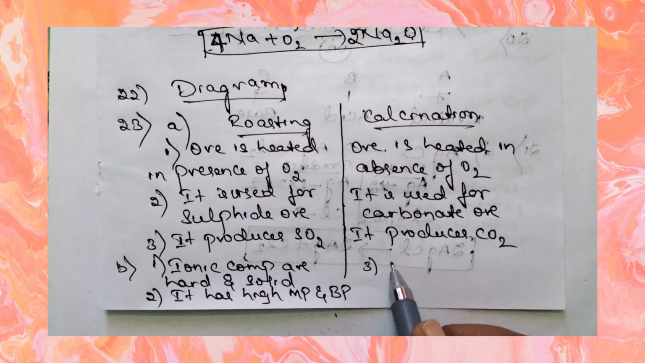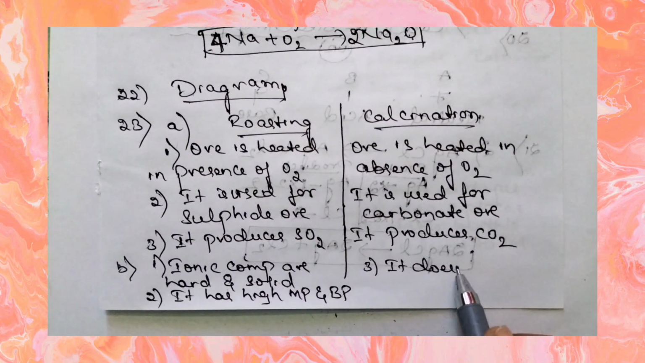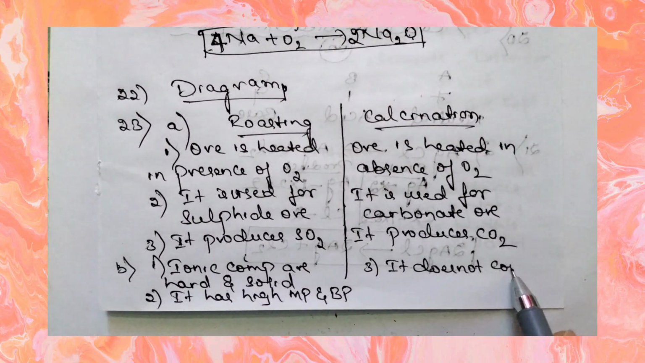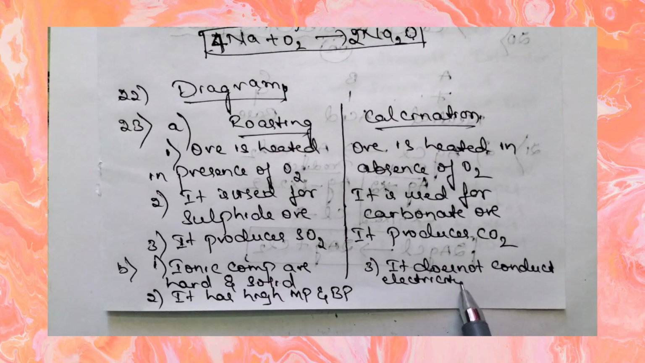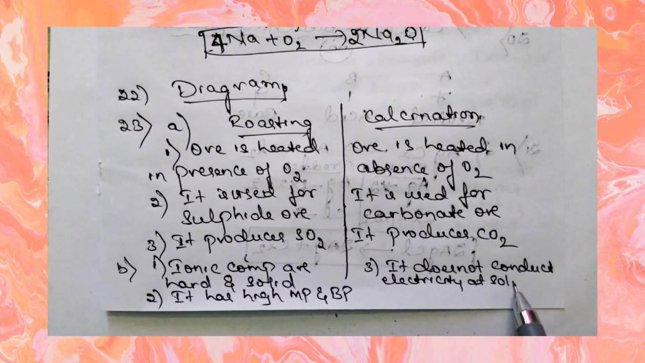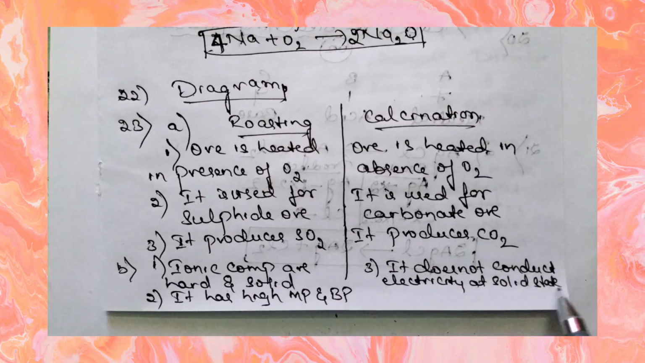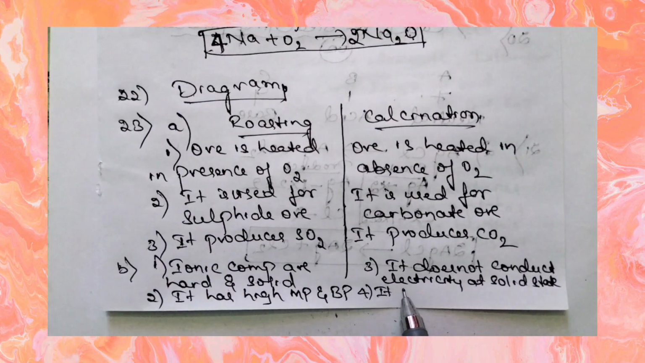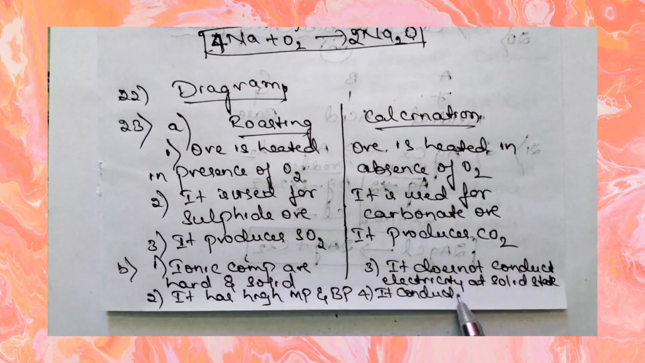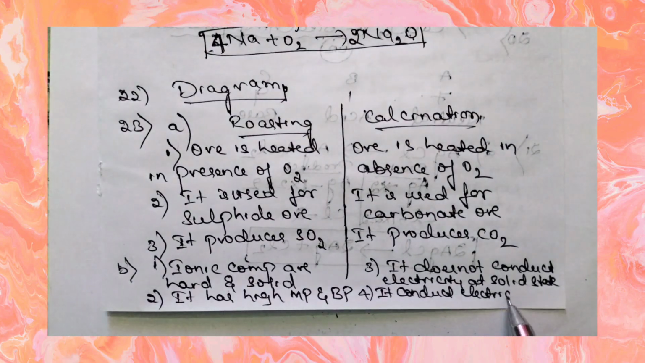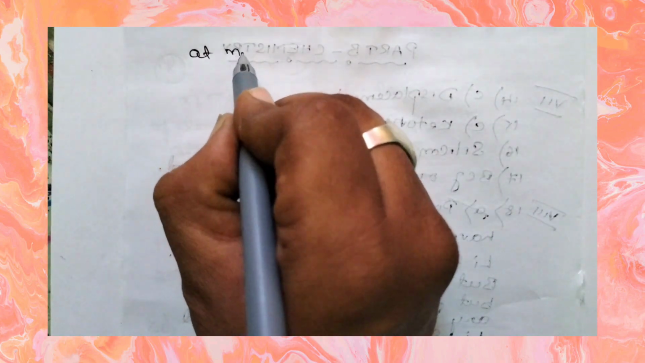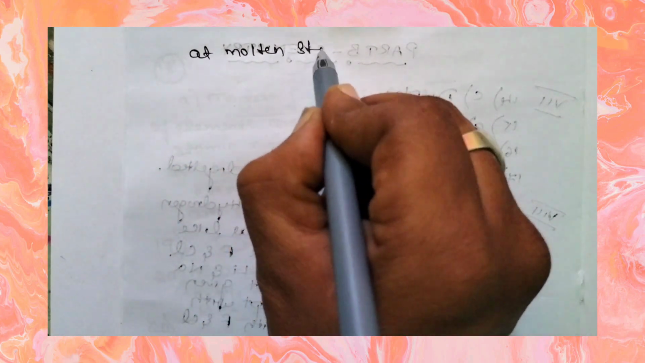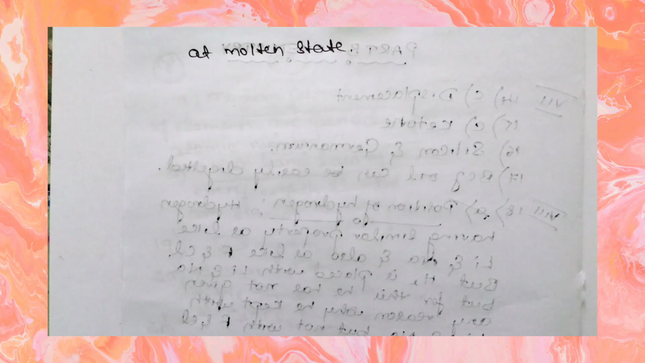Then coming to the third one, it does not conduct electricity at solid state. Fourth and the last property, it will conduct electricity at molten state. So these are the four properties of what we call ionic compound.